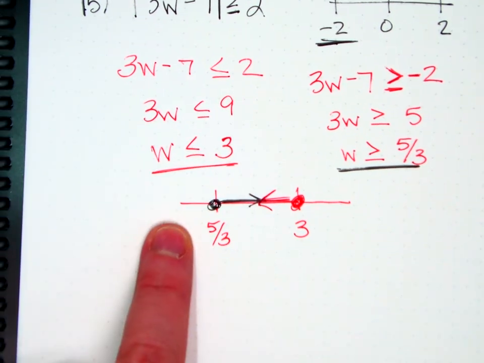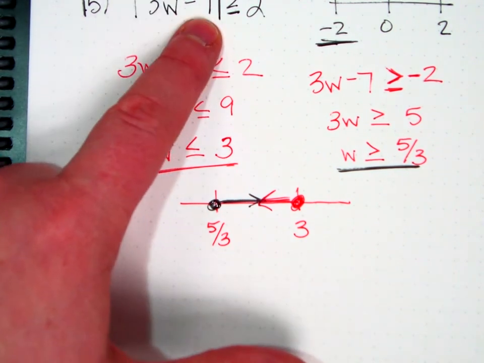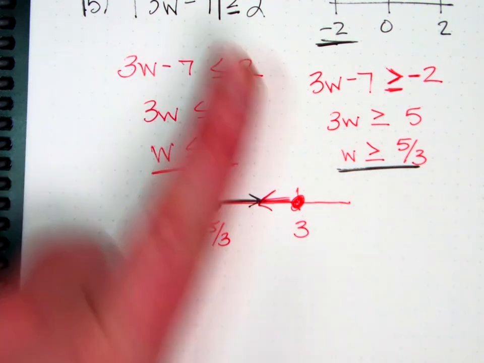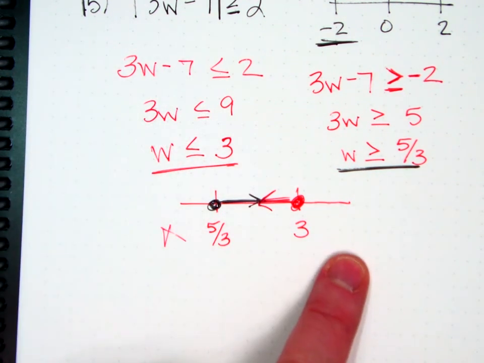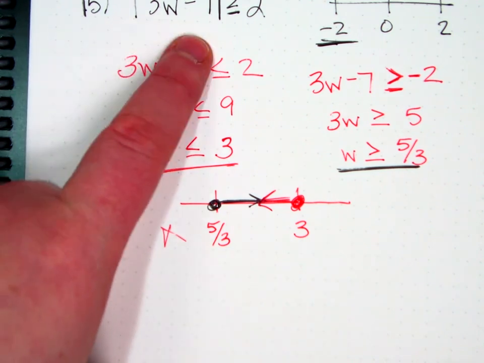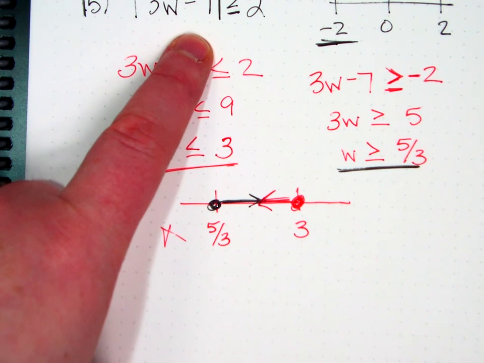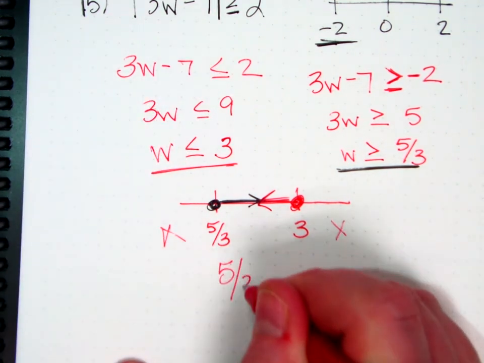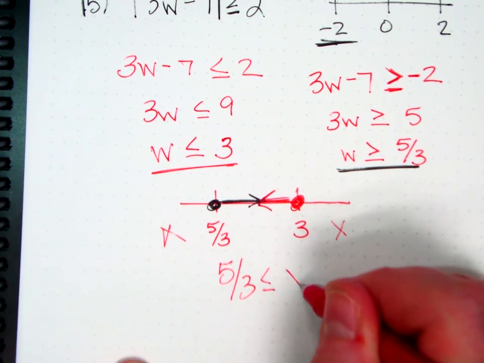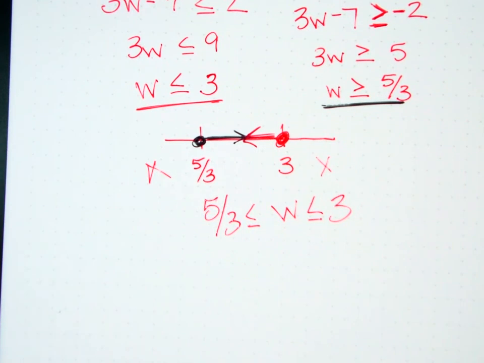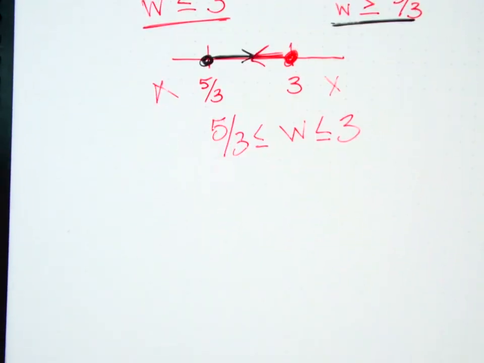Also, if you aren't sure, take a point down here and test it. A number that's on the other side of 5/3 is 0. If I plug 0 in, is the absolute value of negative 7 less than 2? No, so that's why this one can't work. Pick a number bigger. Pick 5. Just picking nice, pretty numbers. 3 times 5 is 15. 15 minus 7 is 8. Absolute value of 8 is not less than or equal, so this doesn't work. So then I know my answer is 5/3 is less than or equal to w, which is less than or equal to 3. So that's how you get the answer there.